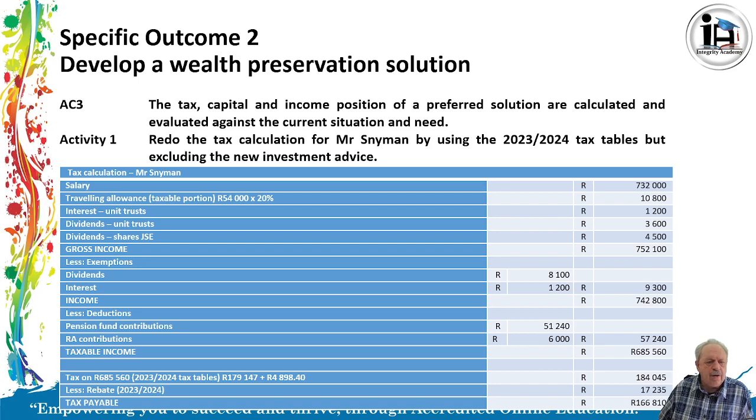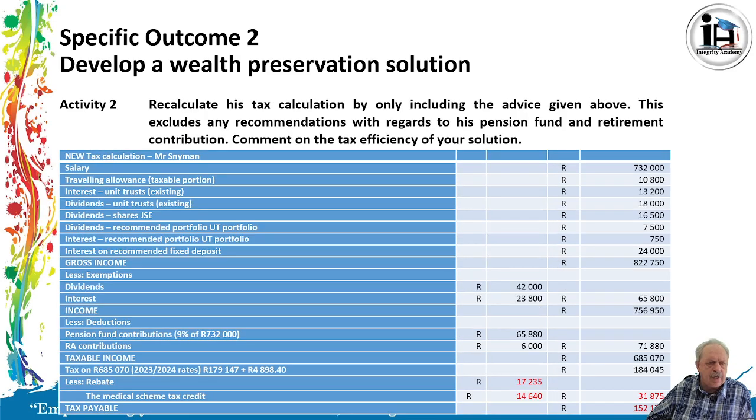We then also deduct the rebate that he can receive of 17,235 from the 184 tax payable, so that his final tax is then 166,810. Now, if you've done the tax calculation workshop, you would know and understand how to do this tax calculation. So please, if you haven't done it, you'll have to go and check how to do a tax calculation.